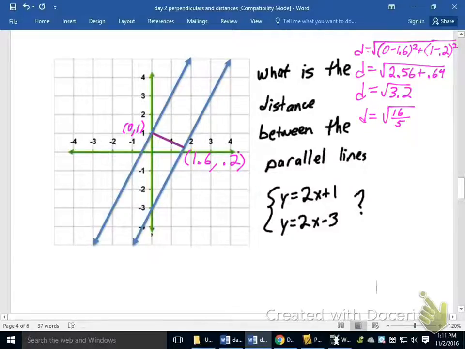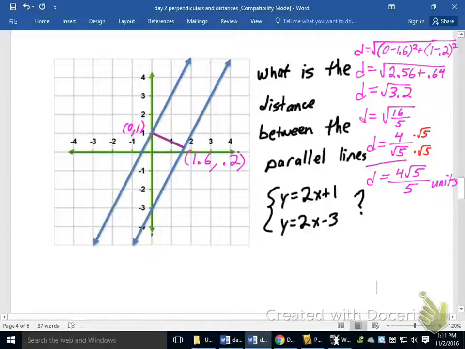This one's actually just as easy as the other one. So the distance will equal 4 over the square root of 5. And again, I'm going to have to multiply by the square root of 5 to rationalize the denominator. So my final answer here will be 4 root 5 over 5 units.